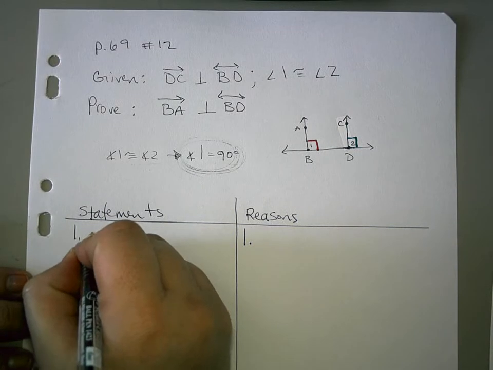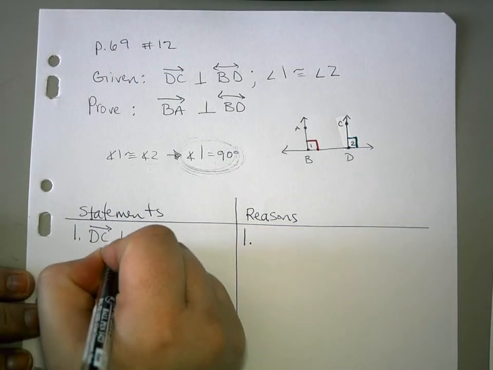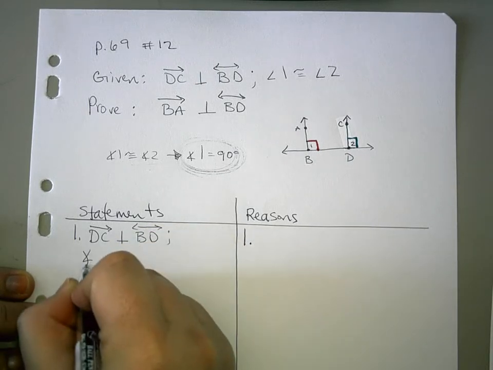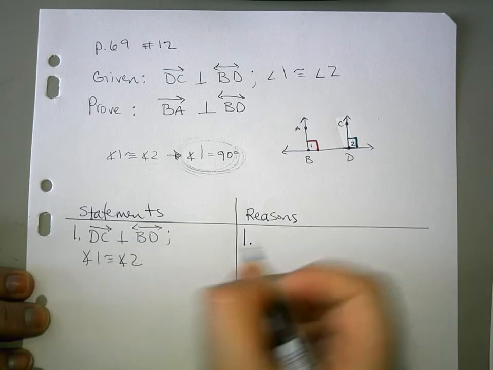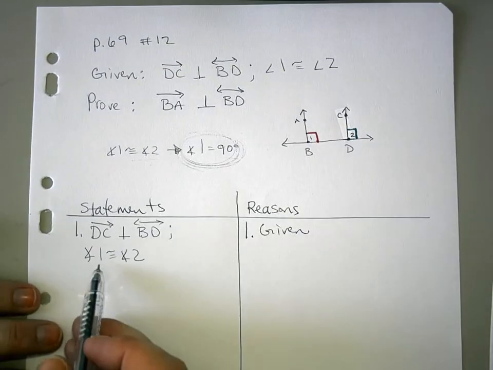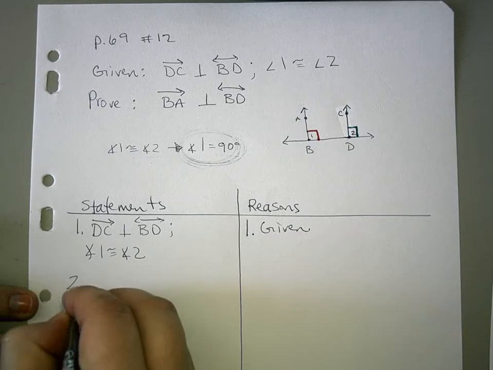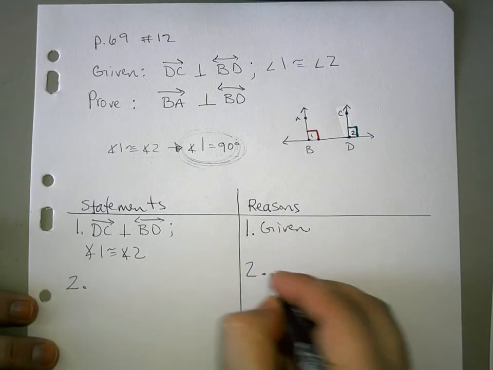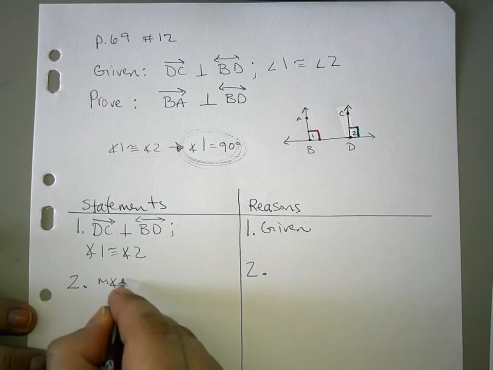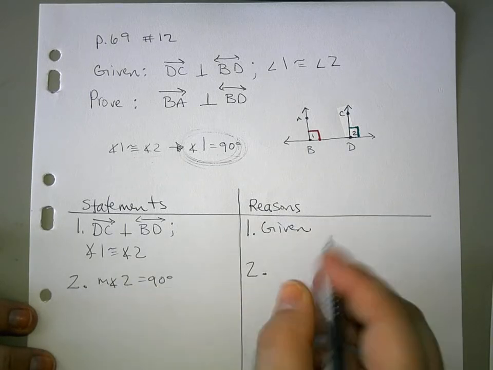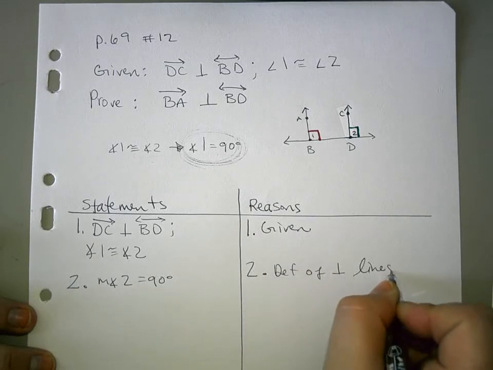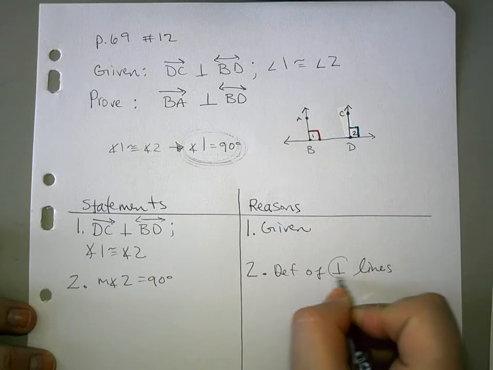So, starting off with the given, DC is perpendicular to BD, and angle 1 is congruent to angle 2. In this proof, I showed the given all in one statement. Next, I can conclude that the measure of angle 2 is equal to 90 degrees, and that's by the definition of perpendicular lines. This sign means perpendicular.